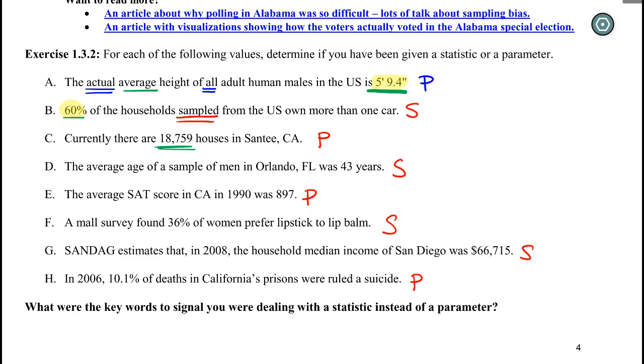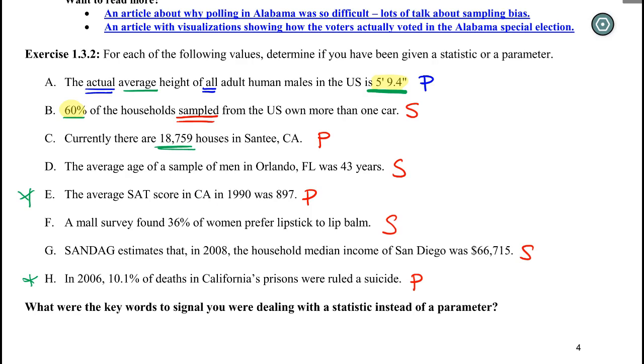The two where students have a lot of trouble, which I'll talk about briefly, are E and H. And that's because we don't really have the whole picture. So E says the average SAT score in California in 1990 was an 897. Well, it really depends what we're interested in, right? If I just want to know what the average SAT score in 1990 in California was, then yes, this is a parameter. But if I'm using California as a sample for the whole US, which would be a really crappy sample, but if I was, this would be a statistic.